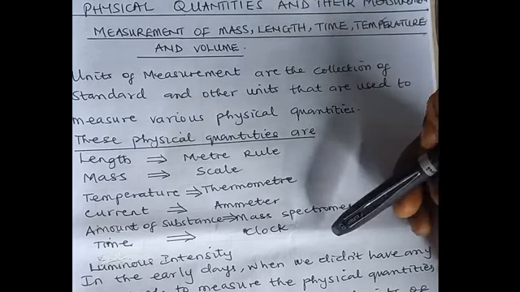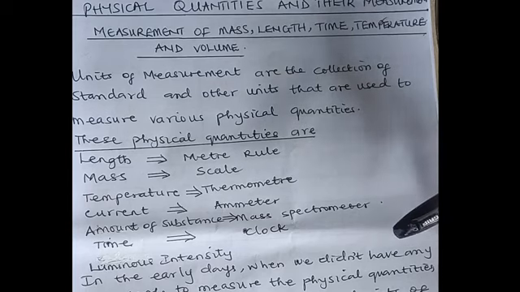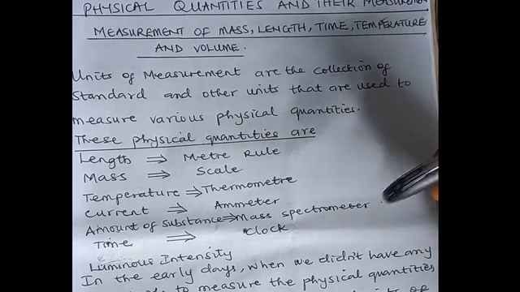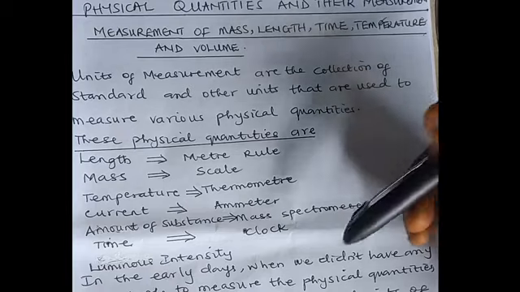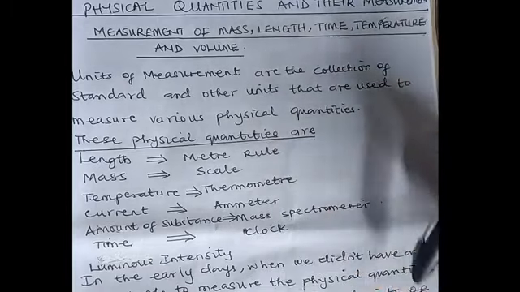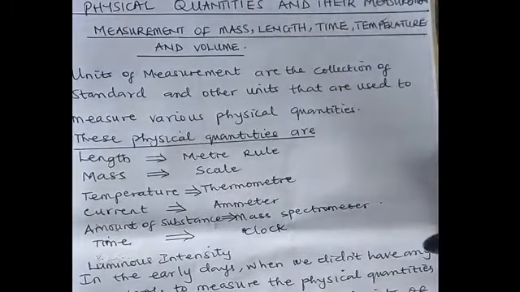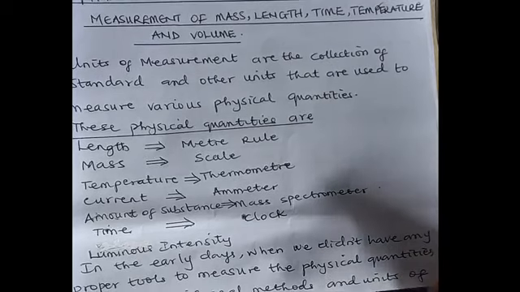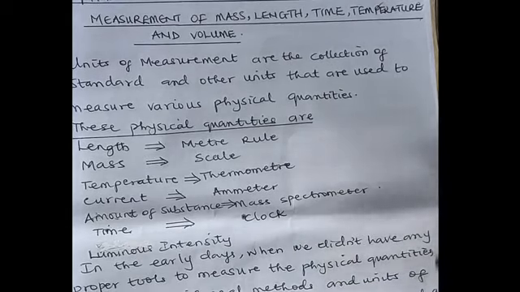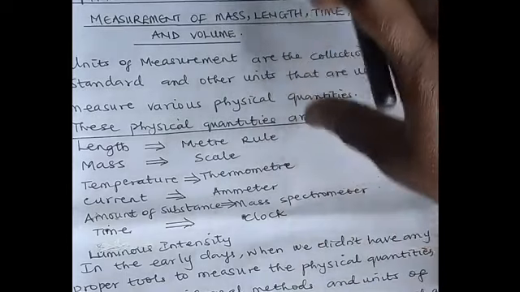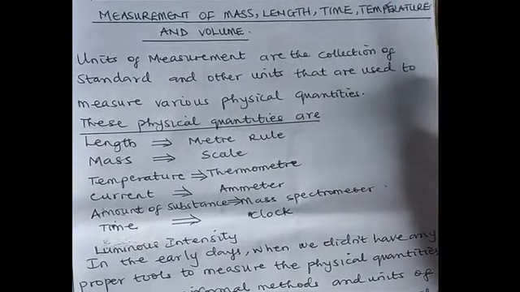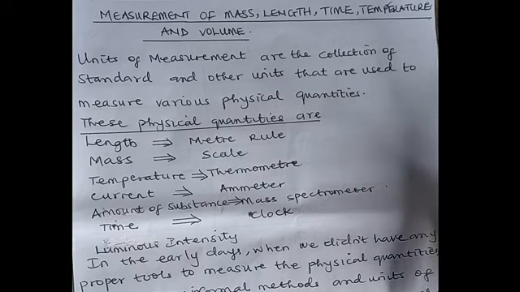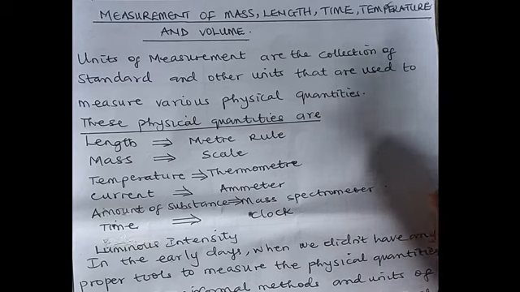Now, in the early days, we didn't have any proper tools to measure physical quantities. We only used some body parts, that is, some informal methods and units of measurement. For example, in the olden days, we used body parts such as hand span, foot span, cubit, and pace. We used them to take measurements. But since body parts vary from one person to another, these methods of measurement do not give an accurate result.